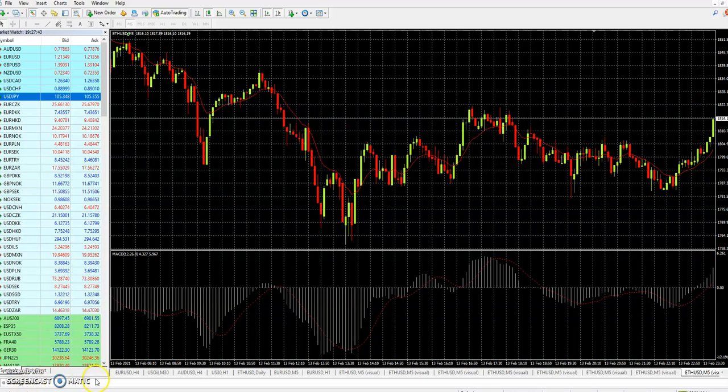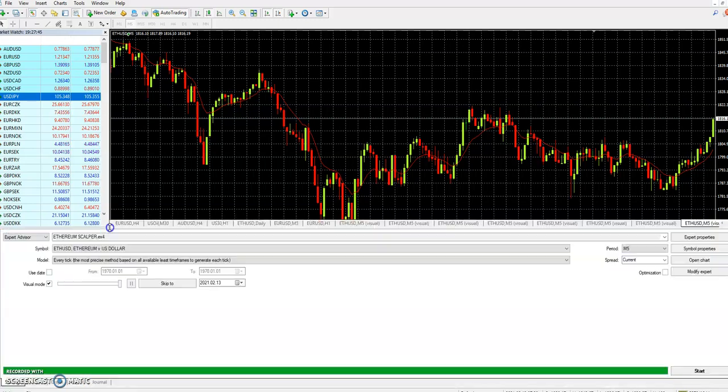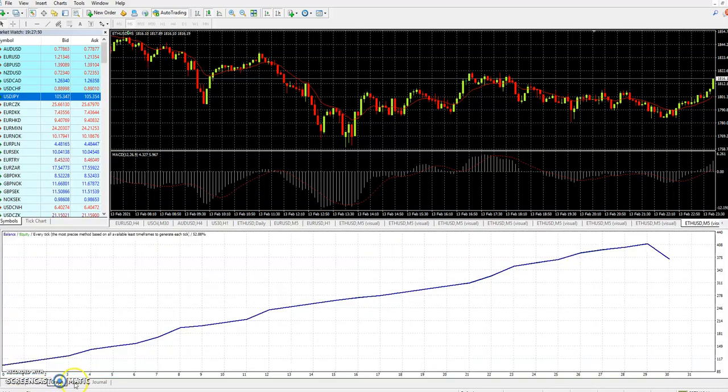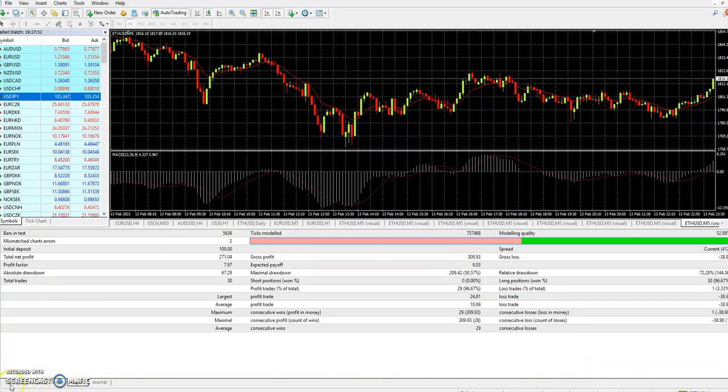The EA is something else. It's massive. You can see it. Ethereum Scalper is very good. The results, the graph, everything is very good.